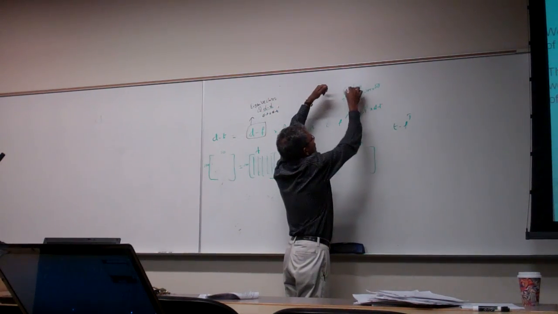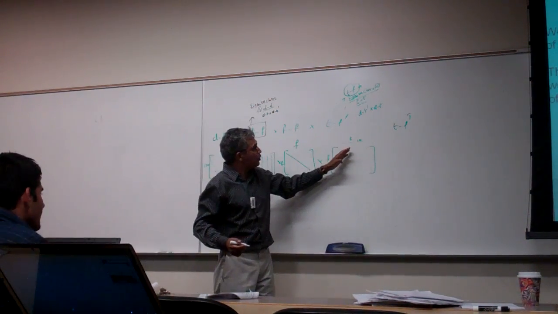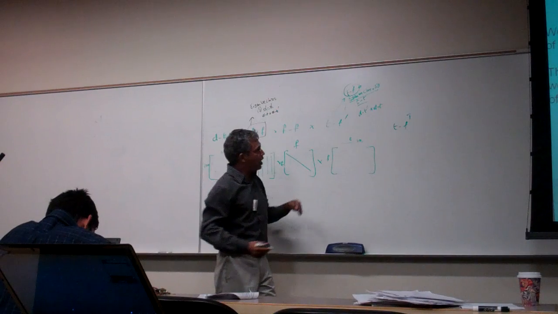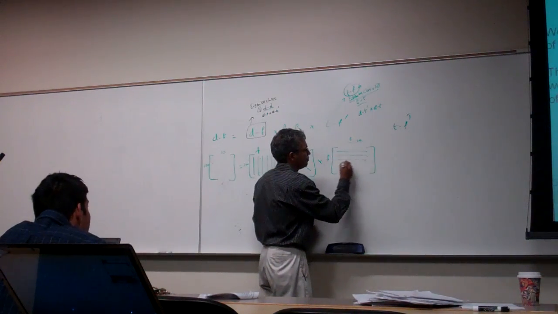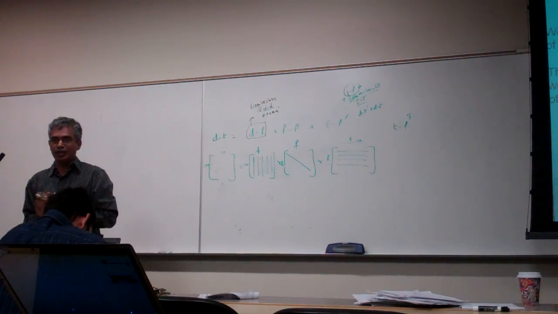So the TF is the eigenvectors of TT. Now I'm going to put TF dash here. So I get eigenvectors like this.